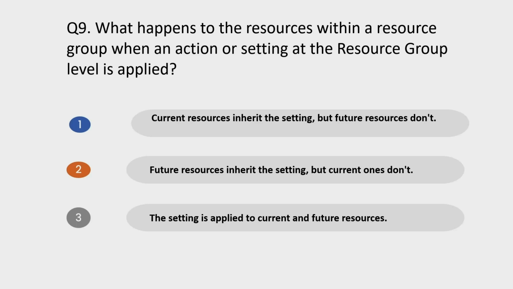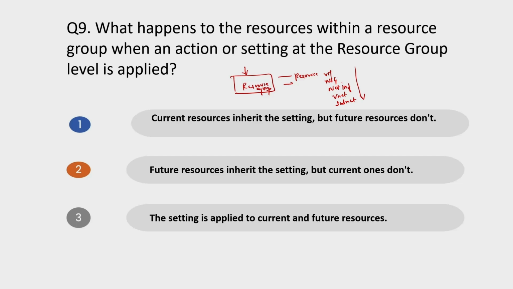Question number 9. What happens to the resources within a resource group when an action or setting at the resource group is applied? So you have a resource group and you have all your resources. Say this is virtual machine, this is network security group, this is network interface, this is virtual network, subnet. So whenever you set any permission at the resource group, the permission will be inherited by all the resources.